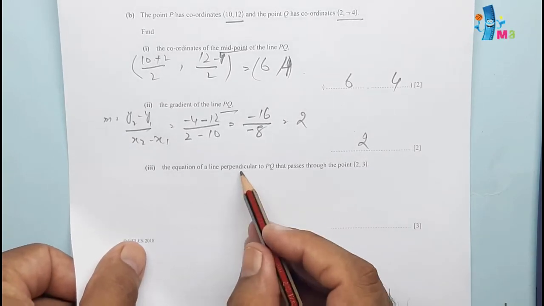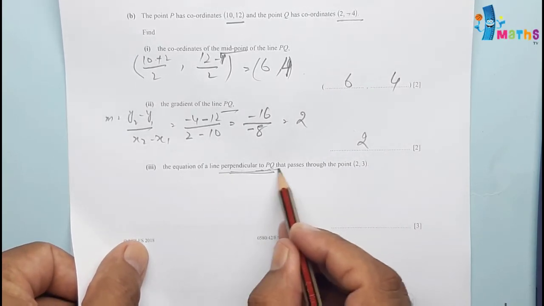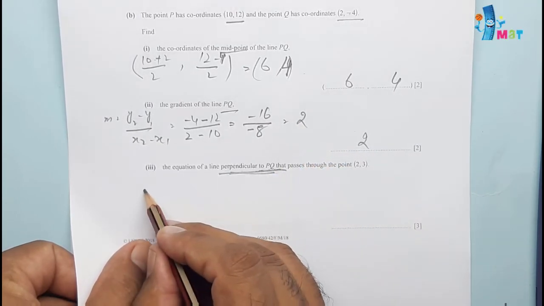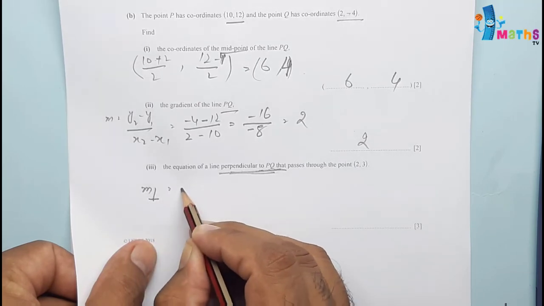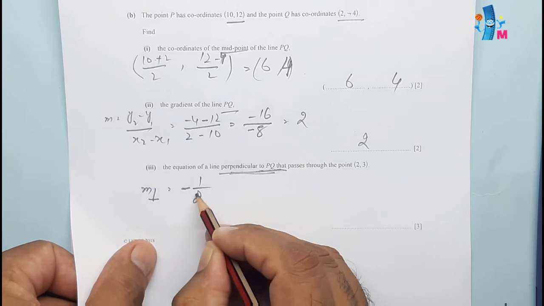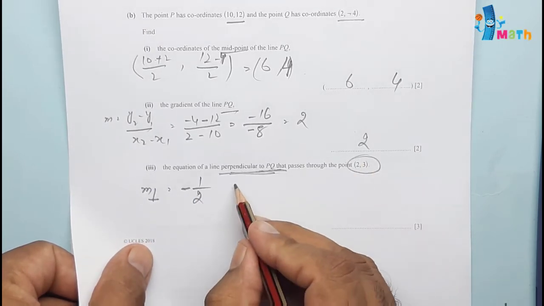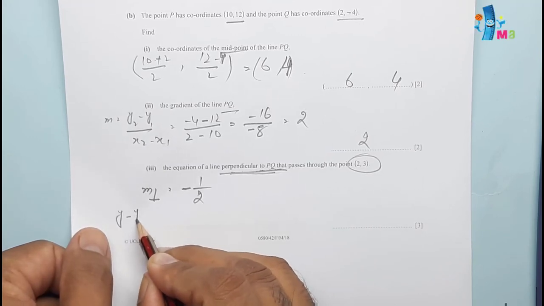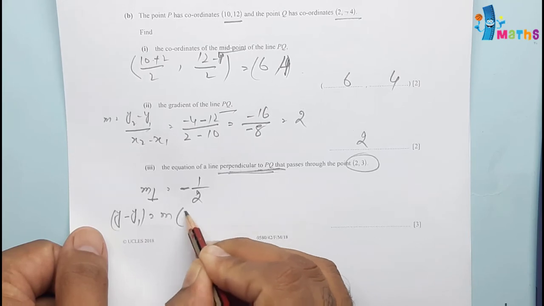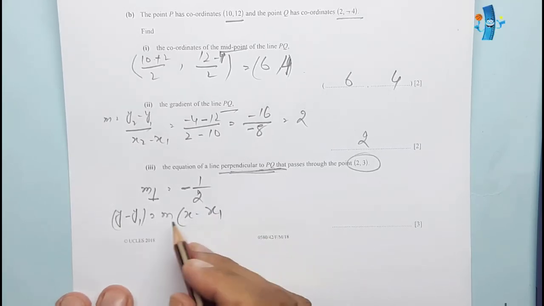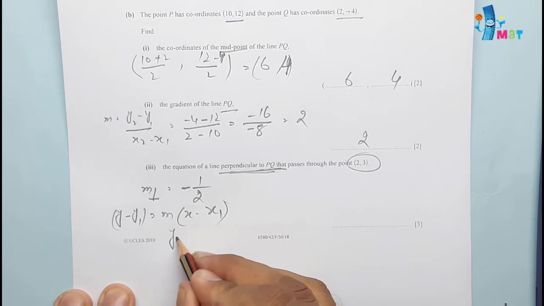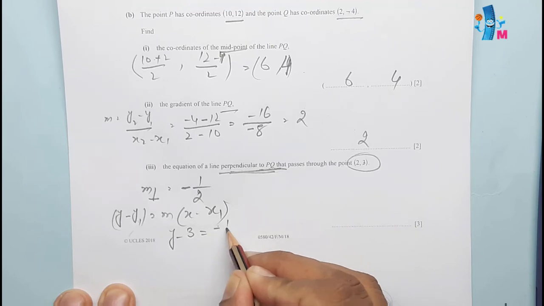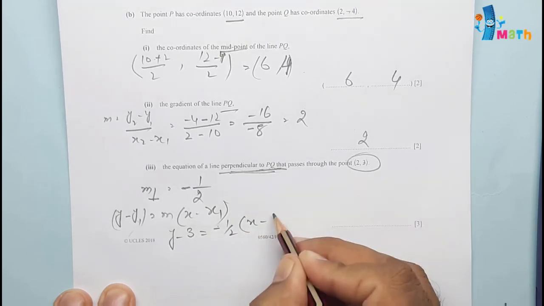Next part is the equation of a line perpendicular to PQ. So gradient is 2. Perpendicular to PQ, m perpendicular will be equal to reciprocal and change sign. So minus 1 by 2. And this point we'll be using, and the formula will be y minus y1 is equal to m into x minus x1. So y minus 3 is equal to m, which is minus 1 by 2, into x minus x1, which is 2.